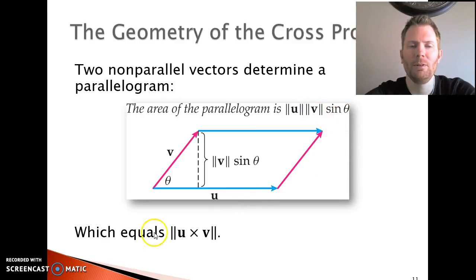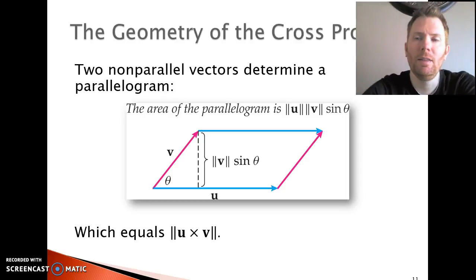But from our previous theorem, we know that this expression is equal to the magnitude of the cross product of u and v. So if you want to find the area of a parallelogram whose two sides are given by vector u and v, you can simply find the magnitude of the cross product of those two vectors. It's kind of a cool result. And that's something that you have to do on the worksheet for 10.4.